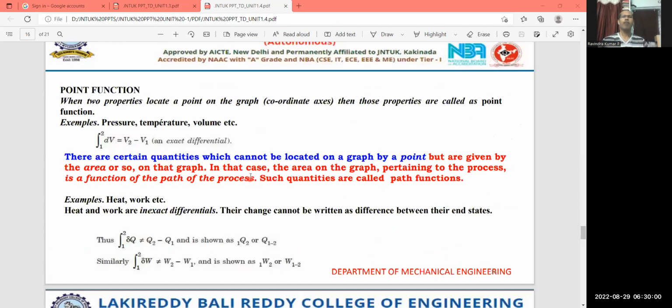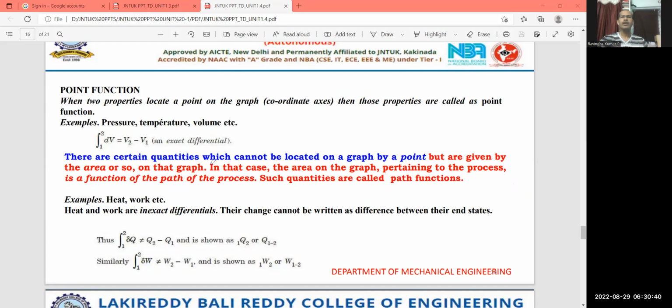So the last one is the point function and the path function. When two properties locate at a point on the graph, that is the coordinate axis, x coordinate, y coordinate, then those properties are called a point function. Examples: pressure, temperature, volume. When you draw the PV diagram, this is 1 and 2, so V1 and V2, or P1 and P2, or T1 and T2. These are nothing but point functions.